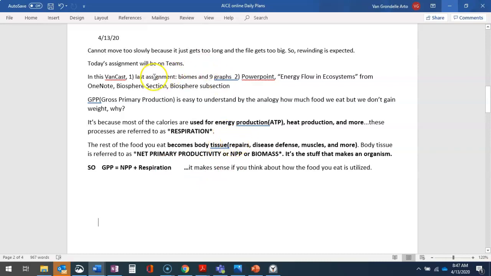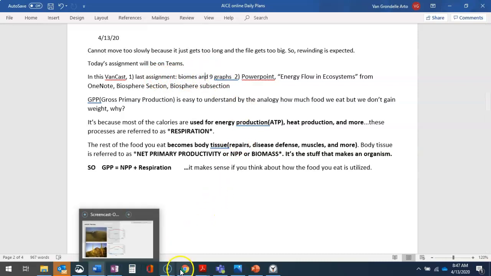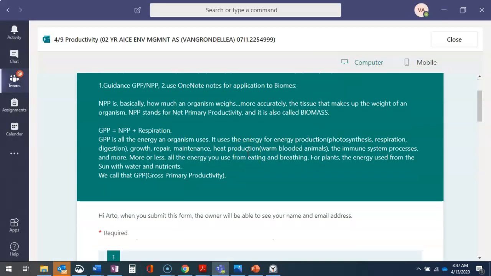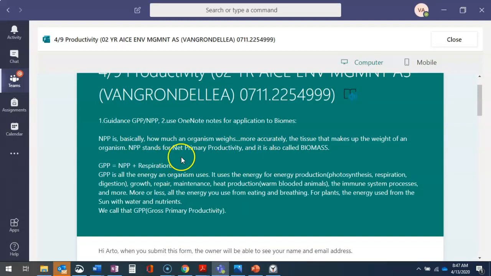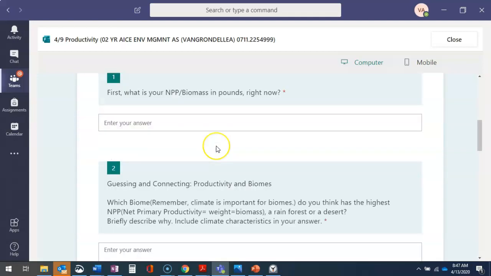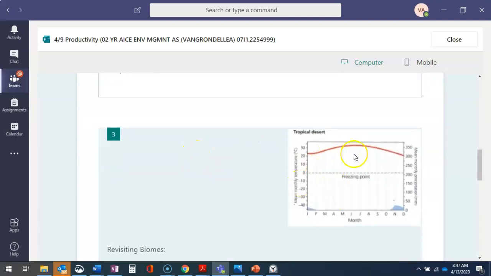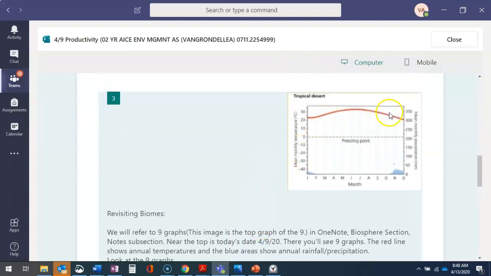Now I'm going to refer to the last assignment, biomes and 9 graphs. I did an explanation in Teams about it. I gave you an NPP, GPP explanation there, and then understanding that NPP, or biomass, is someone's weight. I think I had a question about what is your NPP, which is just your weight. Then I had you go to OneNote and refer to these maps. I put underneath that the red line is temperature and the blue area is monthly rain, monthly precipitation, even though I put yearly, which was wrong.